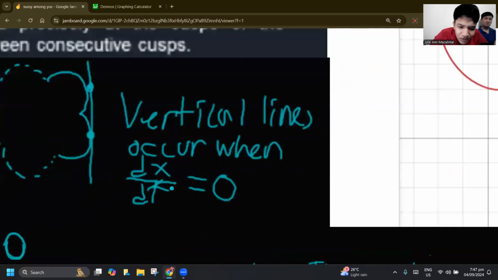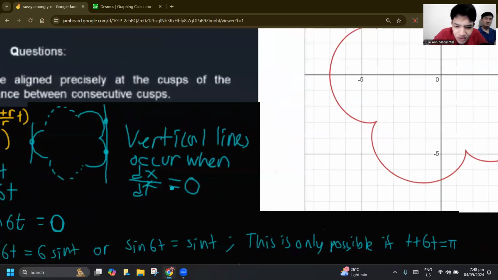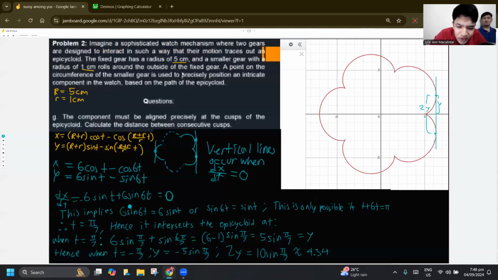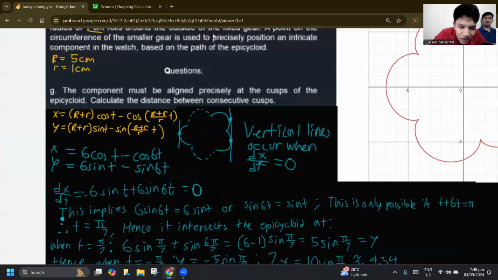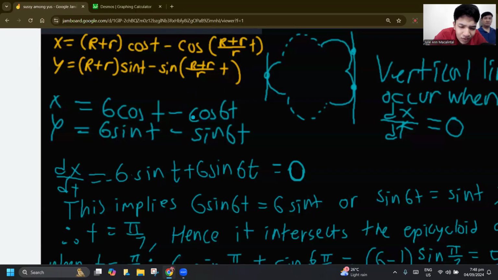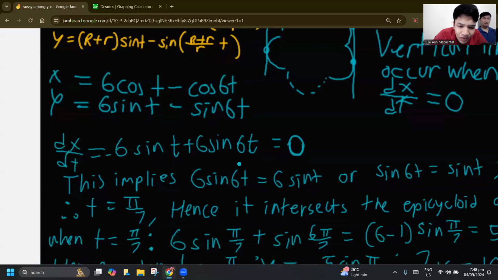That just means dx over dt, the derivative of x with respect to t. t is just the angle, I presume. Yes, it's the angle of wherever the point is, it's the parametric equation. So dx/dt is just the derivative of x, which is 6 cos t, so the cosine t becomes negative sine t, and the 6 goes here, and then the negative becomes positive, and for sin 6t, it's just the chain rule. So anyway, this is the derivative.